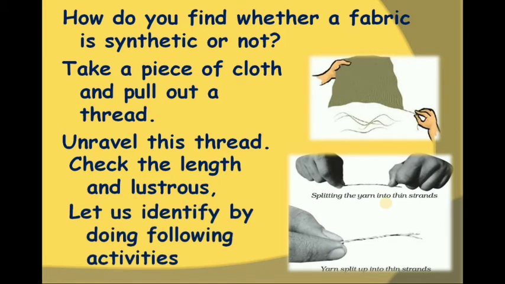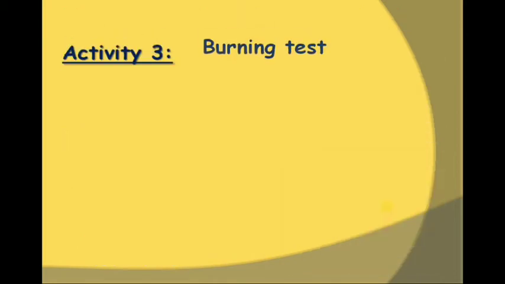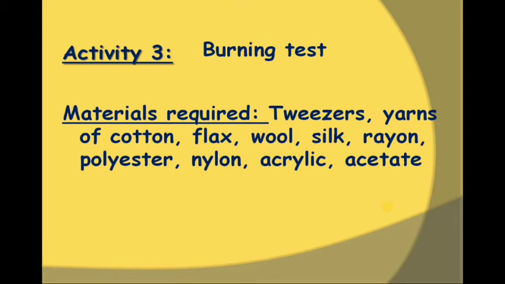For details, we can do one activity, the burning test. The materials required are tweezers, nothing but tongs, and ends of cotton, flax, wool, silk, rayon, polyester, nylon, acrylic and acetate. We have taken all the different types of yarns, meaning thin strands. Then we need tongs and a flame test. So let us go with the video now.